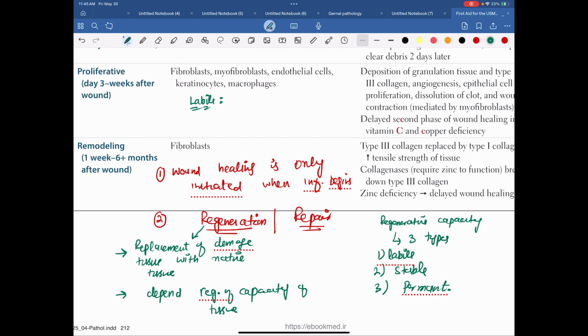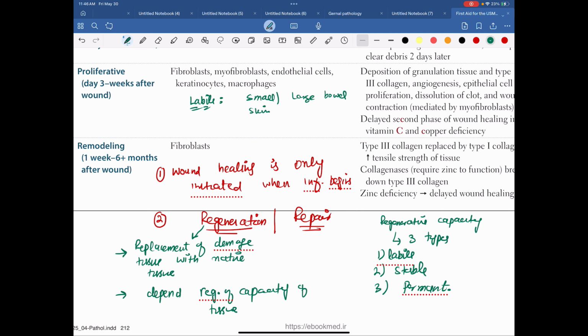What are the examples of these labile tissues in which the stem cells are continuously proliferating to regenerate the tissue? Like you have the small and large bowel. In your intestine there are a lot of stem cells which are continuously proliferating, which are continuously regenerating the damaged tissue. Then after that, we also have the skin cell. In your skin there are stem cells in the basal layer which are continuously proliferating and dividing. They have the ability to regenerate the tissue.